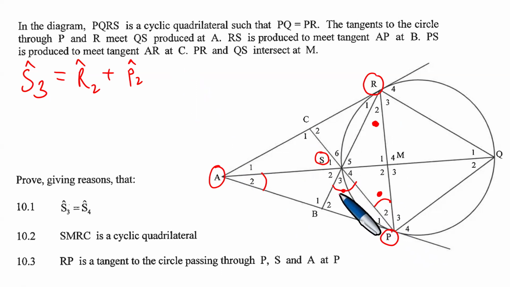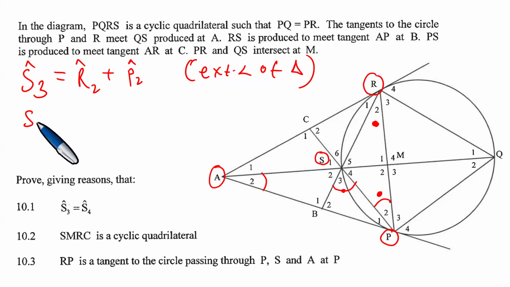And obviously this is grade 10, and it is the exterior angle of a triangle. So the exterior angle of a triangle is the sum of the interior opposite angles. Moreover, we have S4. Here is S4. The angle S4 itself is equal to angle P1 plus the angle A2. Let's analyze this together.